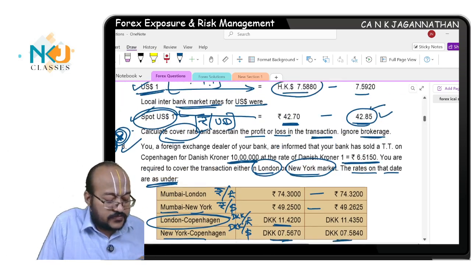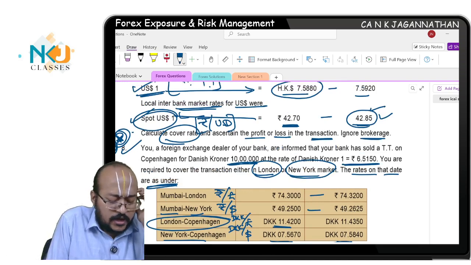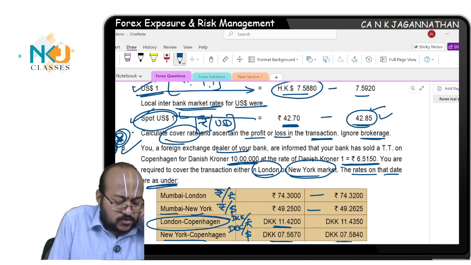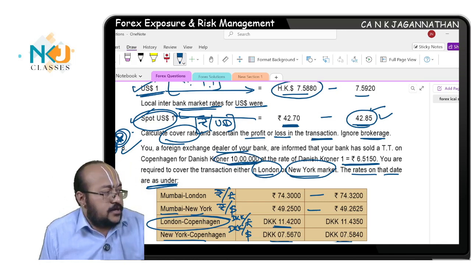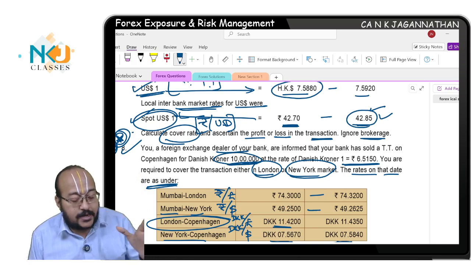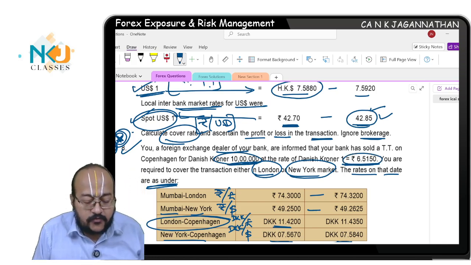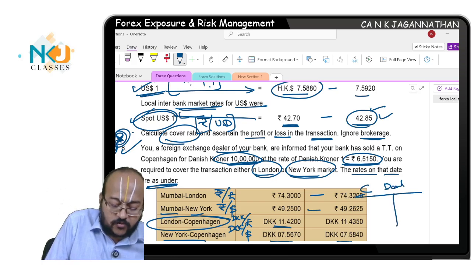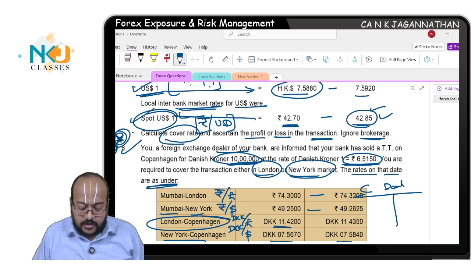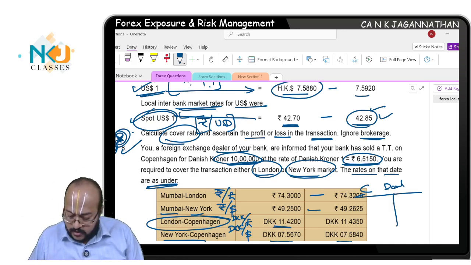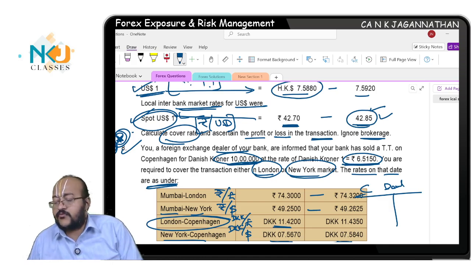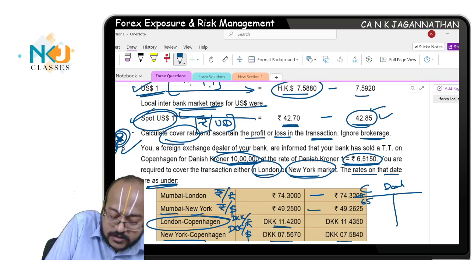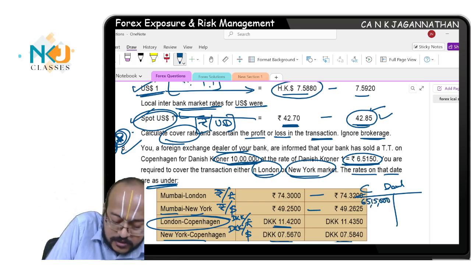Initially, this dealer, this is also a covered deal question. This bank has sold DKK at the rate of 6.5150, which means the dealer account I told you about with the customer. What happened? The customer's amount is 10 lakhs Danish kroner, into 6.515. How much is that? 65 lakhs 15,000 is the sale value.